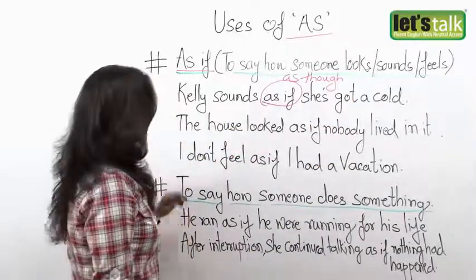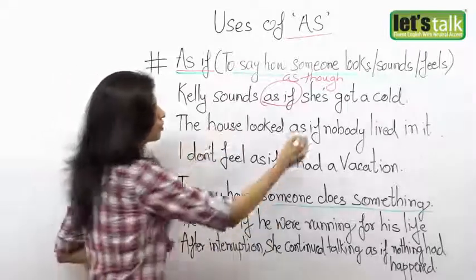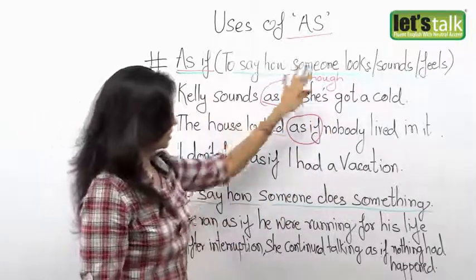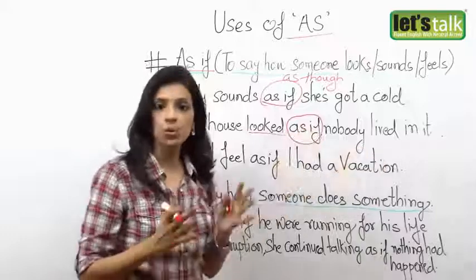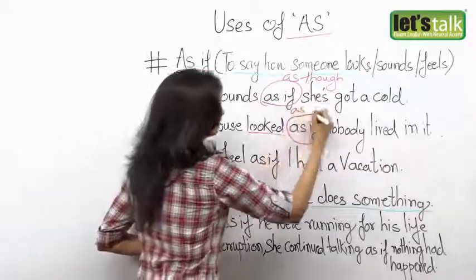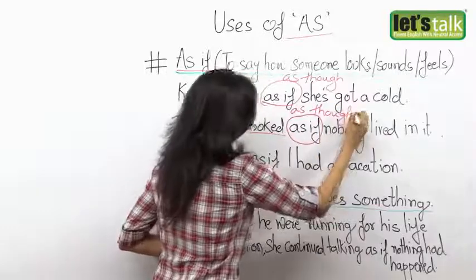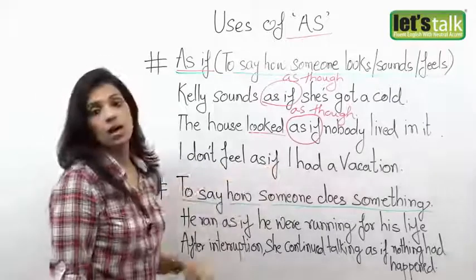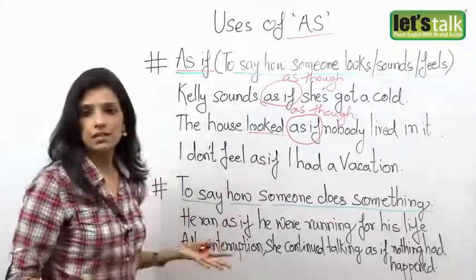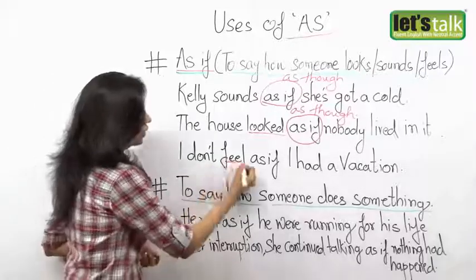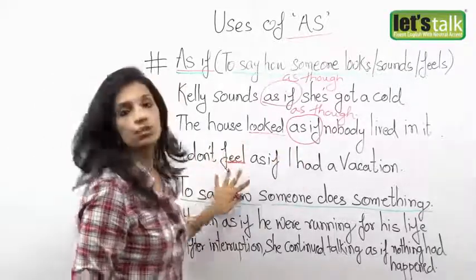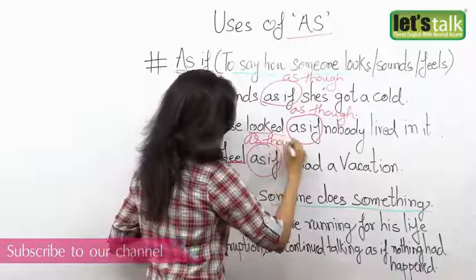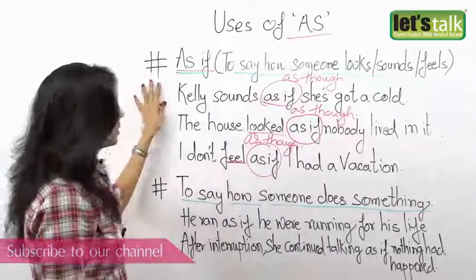Okay. So let's move on to the next example. The house looked as if nobody lived in it. So here you're relating "as if" and trying to show that the house is empty as though no one lived in it. So again you can use "as though". Okay. And in my third example, I don't feel as if I've had a vacation. Probably you've come back very tired and you just feel it hasn't been a vacation for you. So you are describing your feeling and relating it, so you use "as if". So I hope this part is clear to you.